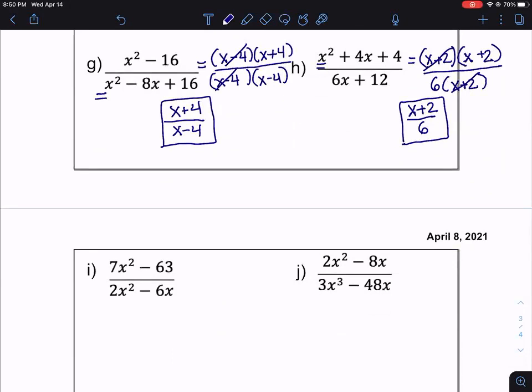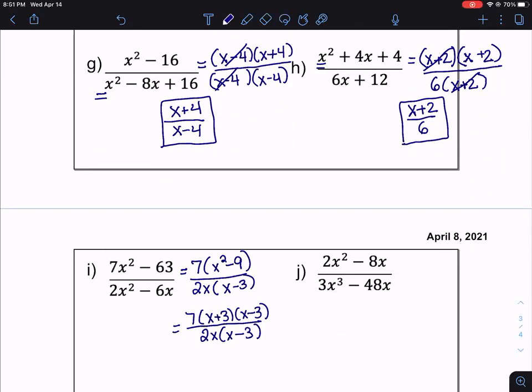First thing we check for is a GCF only, always. There is a GCF of 7, revealing x squared minus 9. Now that can still be factored. So what I'm going to do is I'm going to factor that here as x plus 3 and x minus 3. It is a difference of squares. In the denominator, I have a GCF of 2x, and that would give me x minus 3 left over, which I will just rewrite here.